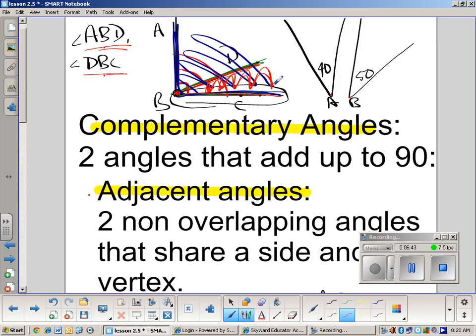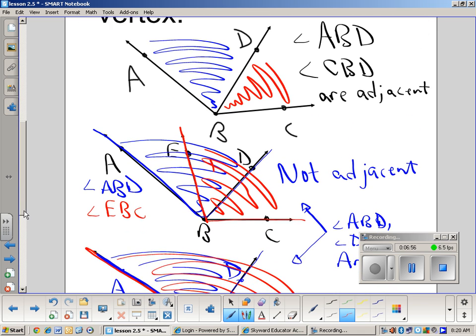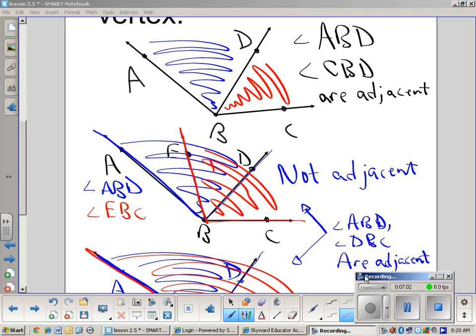Okay? So that's why we say non-overlapping. They can't share any common points, but they have to share a common side, and they have to share the vertex. And this is just what I was just talking about. You can choose to copy this down or not. If you fully understood what I was saying, then you're okay. In this case, I'm going to walk through it anyway.